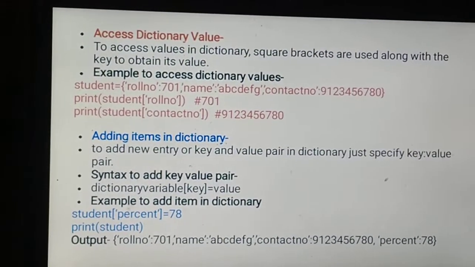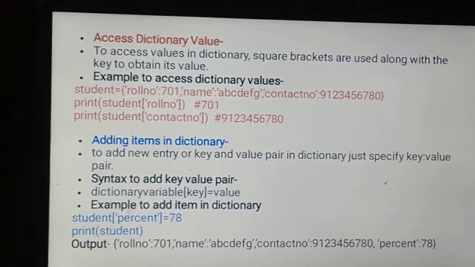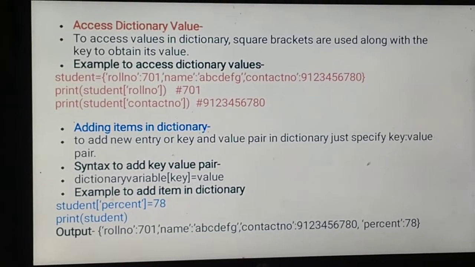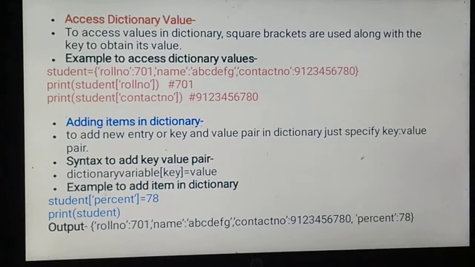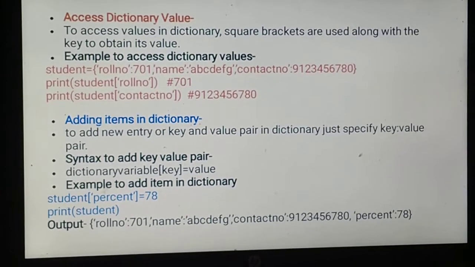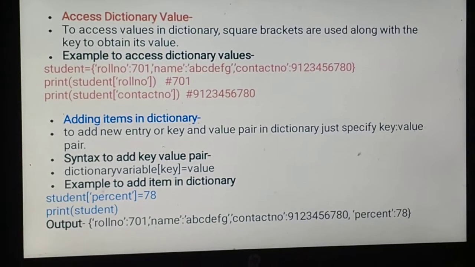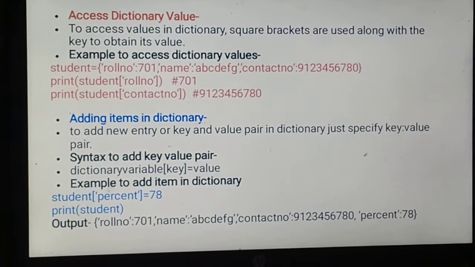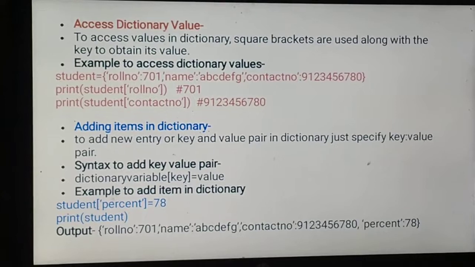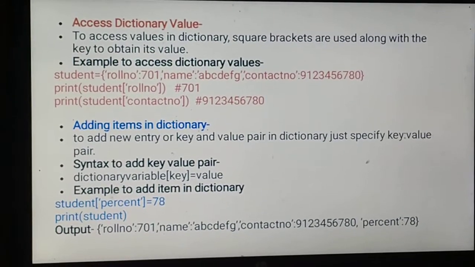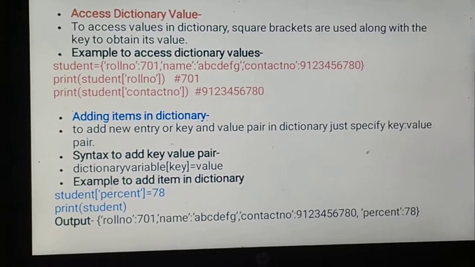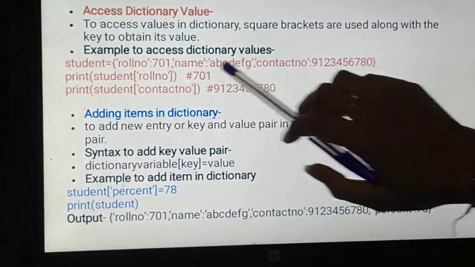The first one is to access dictionary values. To access values in a dictionary, we use square brackets along with the key to obtain its value, because I have told you that the key is the main thing in a dictionary, which holds the value of a particular item. So whenever I want to access any value, I have to access it from its key. Okay, so this is how it is represented.